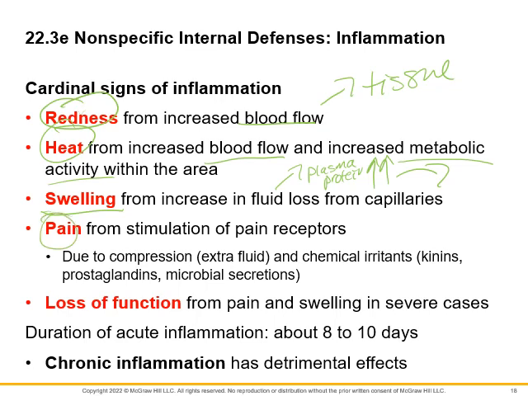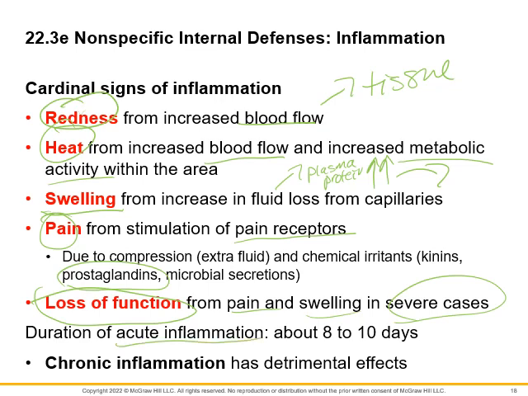You're going to have pain. The stimulation of pain receptors, we talked about the prostaglandins do that. You can also think if you're doing vasodilation, there's usually nerves close to blood vessels. So if you're doing vasodilation, it's pushing on those pain receptors. We also have a loss of function, right? So the pain and the swelling in severe cases is going to limit your ability to move or function in that particular area. And this is actually kind of a good thing, right? Basically, we've got a lot of cleanup to do. We've got things we need to take care of. You need to stop using this particular area.